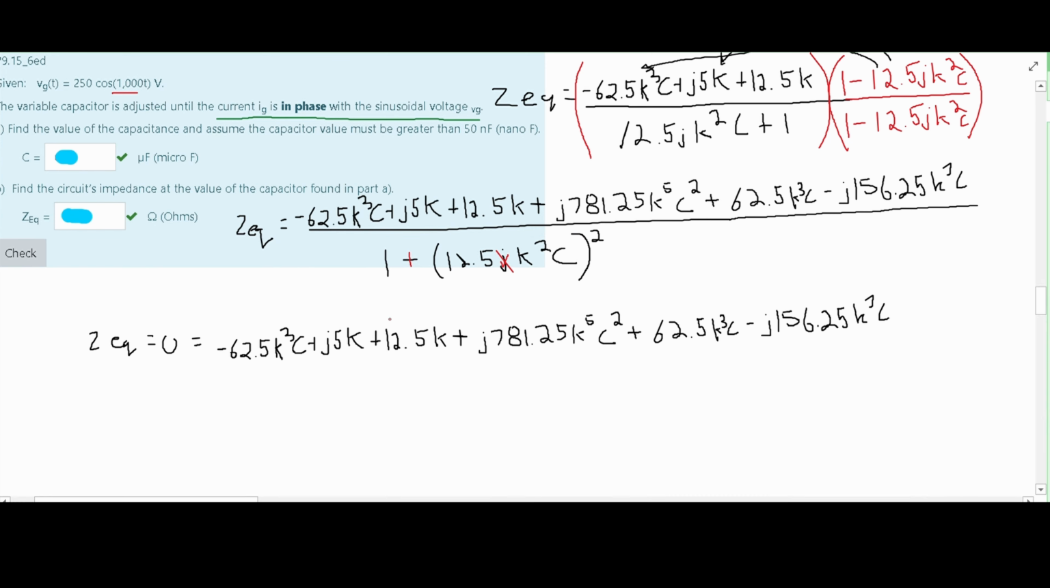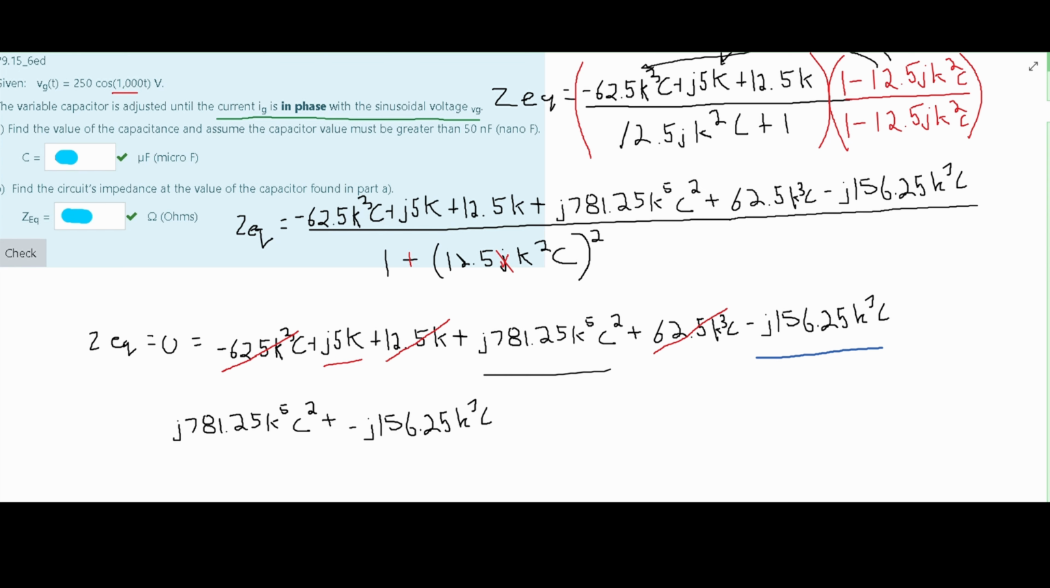So when we look at our new equation, we can see that we have this 12.5K, and there's no J in it, so we can cancel this out. As well with this negative 62.5, we're canceling it out with this positive 62.5. And now we are just left with the following three values. We're going to write our new equation, and we're going to start with this C squared first. And then to this, we are going to add this right here, which has our C in it. And lastly, we have this J5K we are going to add as well. So this is going to be our new equation set equal to 0.